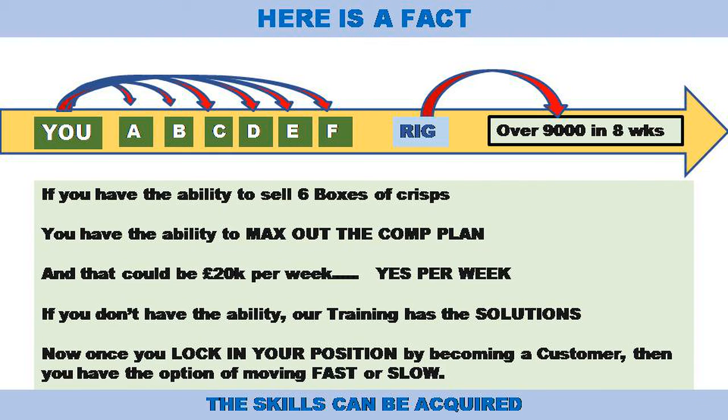Now here is a fact. If you have the ability to sell 6 boxes of crisps, you already have the ability to max out on the compensation plan. All you need is a little bit of skill applied to this particular company. Now, if you max out, that could be 20,000 per week. Yes, per week. You might say, what if I don't have the ability? Well, that's where our training comes in. Our training has the solutions.